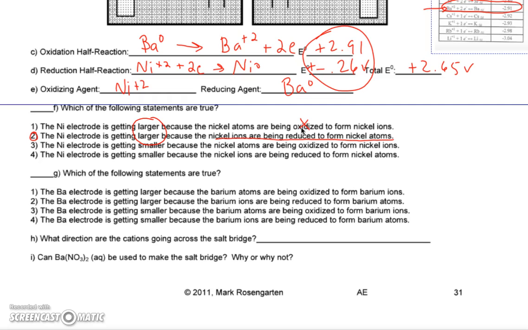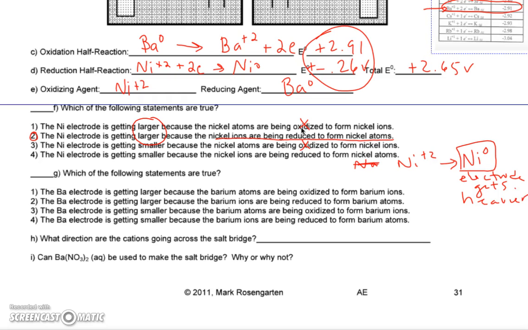Why is 3 wrong? Why is 4 wrong? We know that the nickel electrode is not what's being oxidized, so we can eliminate that. We do know it's being reduced. But when it's being reduced, it's because, sorry, not sodium, the nickel ions are turning to nickel atoms, and so by that fact right there, that's why the nickel electrode is getting larger. So the electrode is getting heavier. The electrode gets heavier.